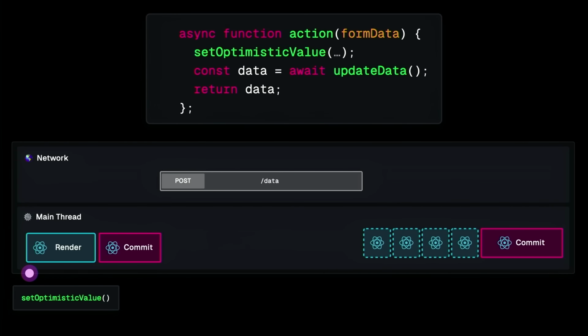So actions trigger transitions, which are asynchronous by default. But useOptimistic essentially opts out of that asynchronous behavior, so it's immediately reflected in the UI.